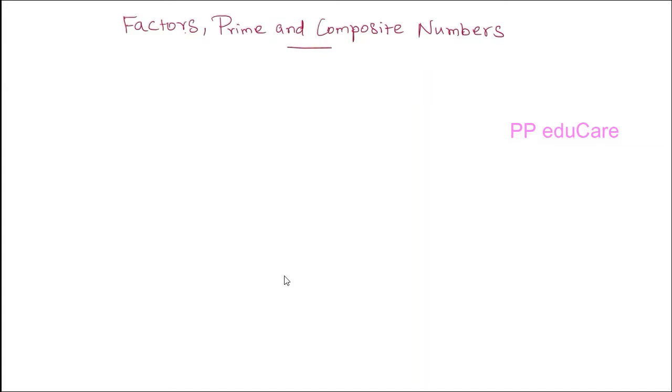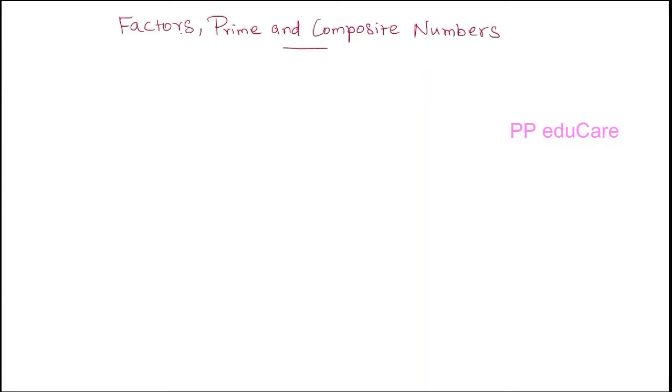Factors, prime and composite numbers. To understand prime and composite numbers, we should have some idea on factors. A factor is a number which divides a number exactly. Here, dividing exactly means dividing equally without leaving any remainder. Let's try to find the factors of the numbers up to 6.